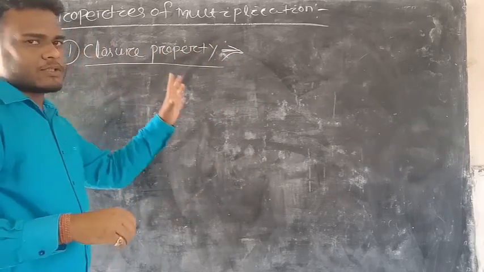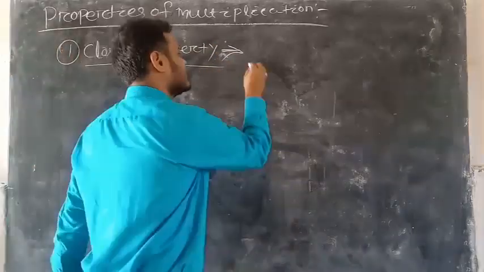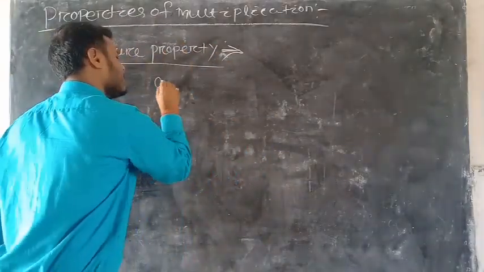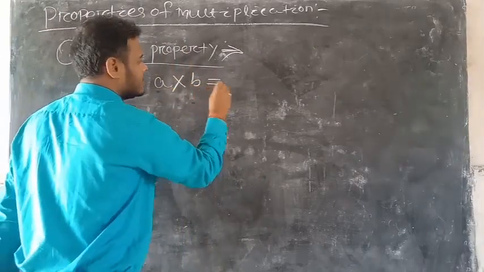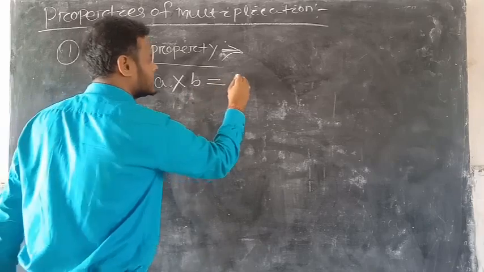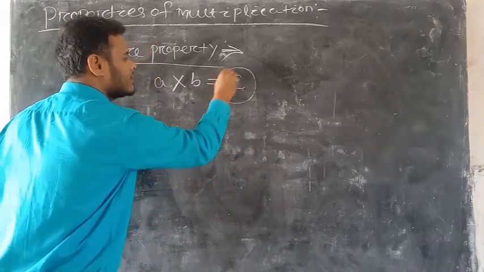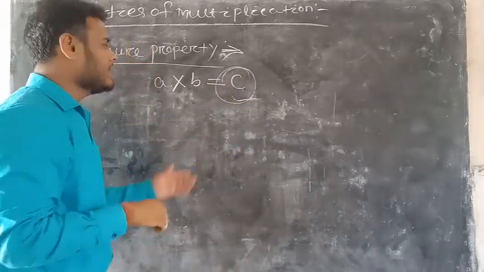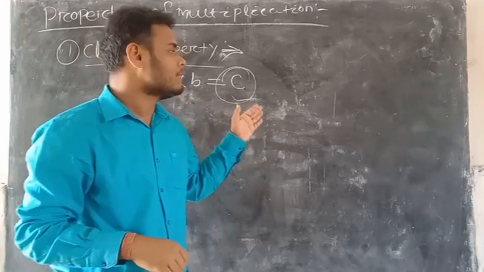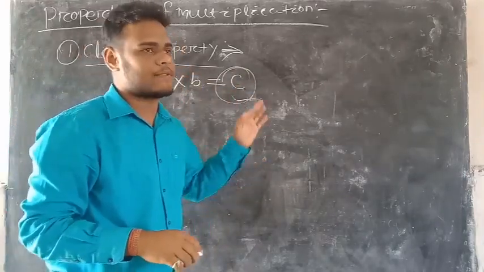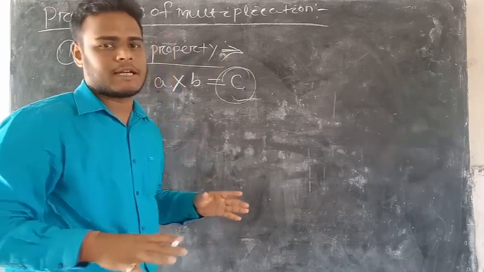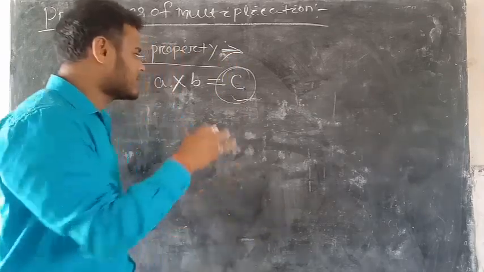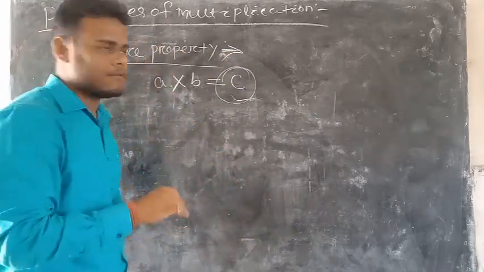As per the closure property, a is a rational number, b is a rational number. Then I will check whether c, the product, is a rational number or not. If the product is a rational number, then the closure property is satisfied for multiplication. If not, then it is not satisfied for multiplication. So I will check by taking an example.